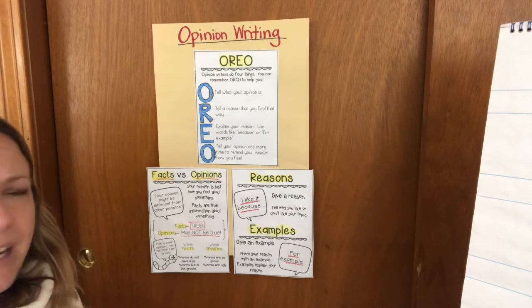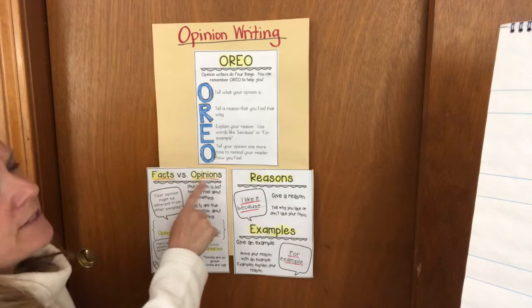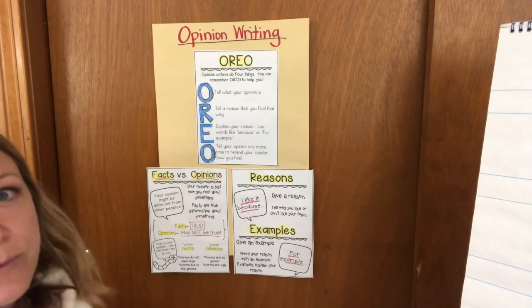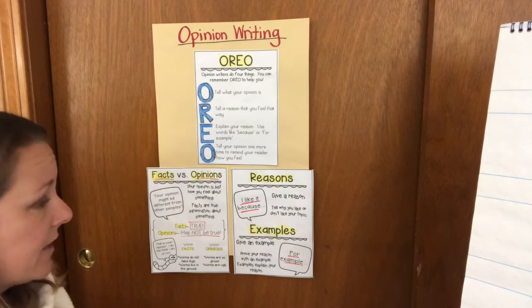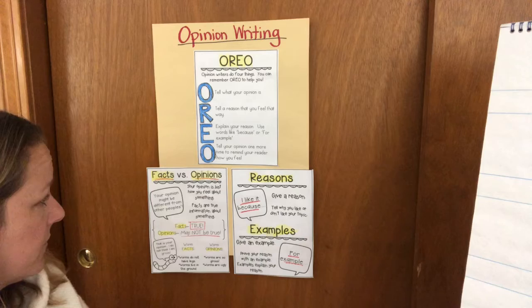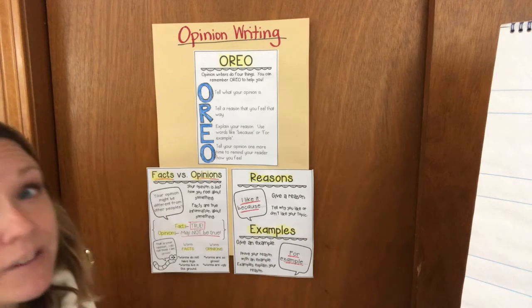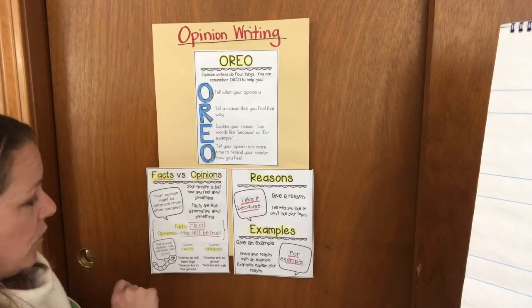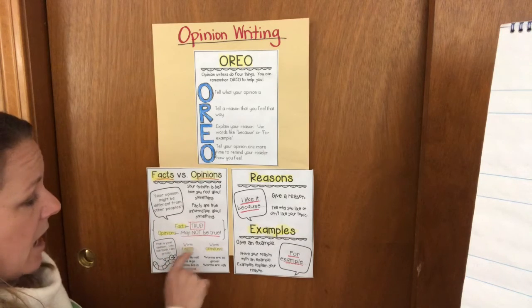So over here, there's some things to think about when you're writing an opinion. You have to decide, is it a fact or is it an opinion? Your opinion is just how you feel about something. Facts are true information about something. Your opinion might be different than other people's. So again, facts are true, opinions may not be true.